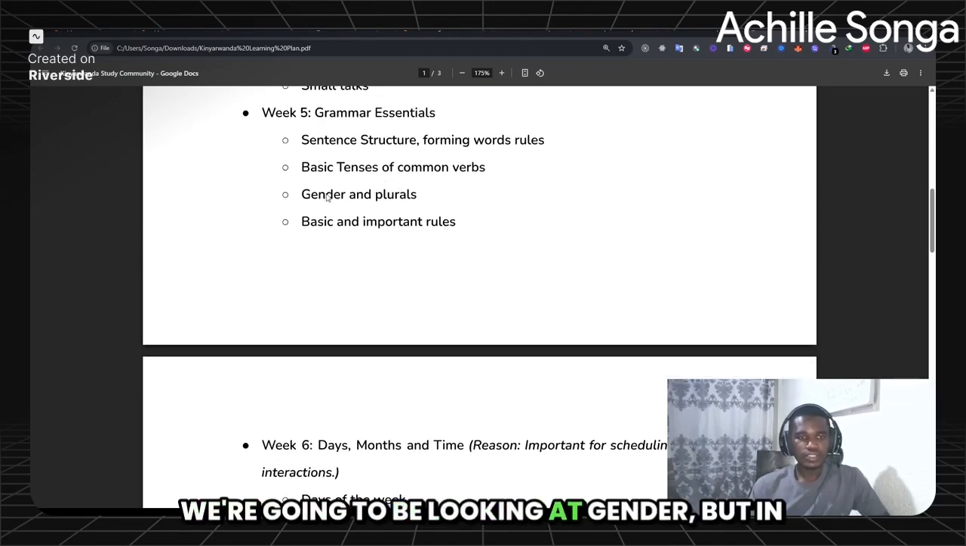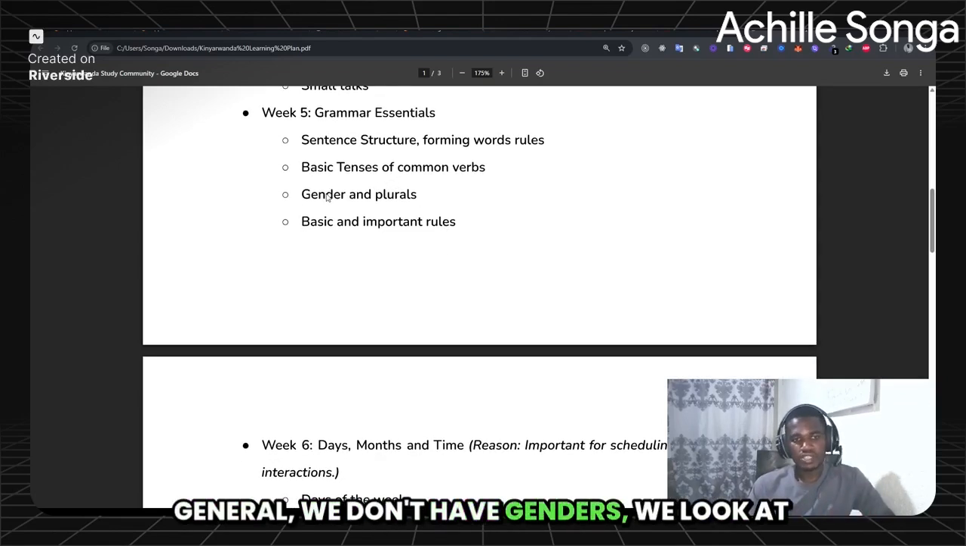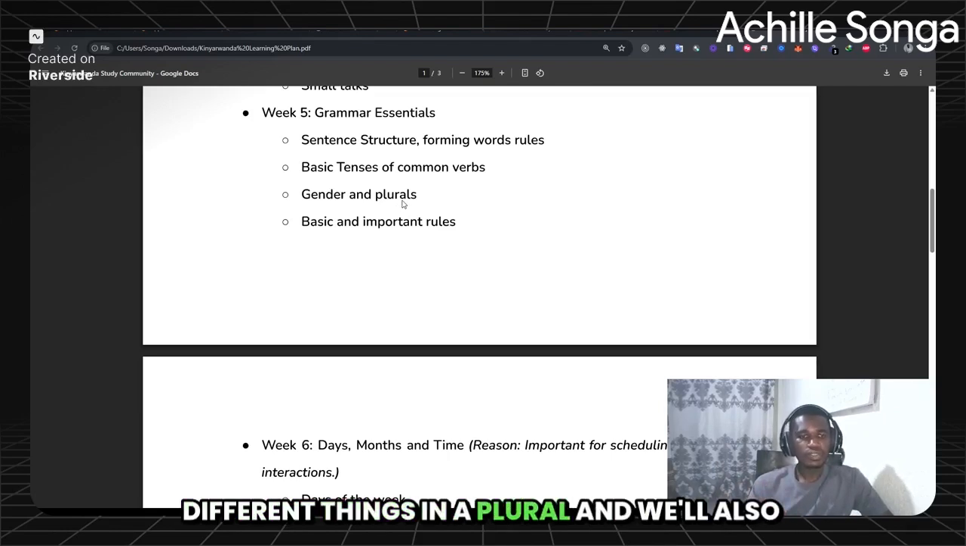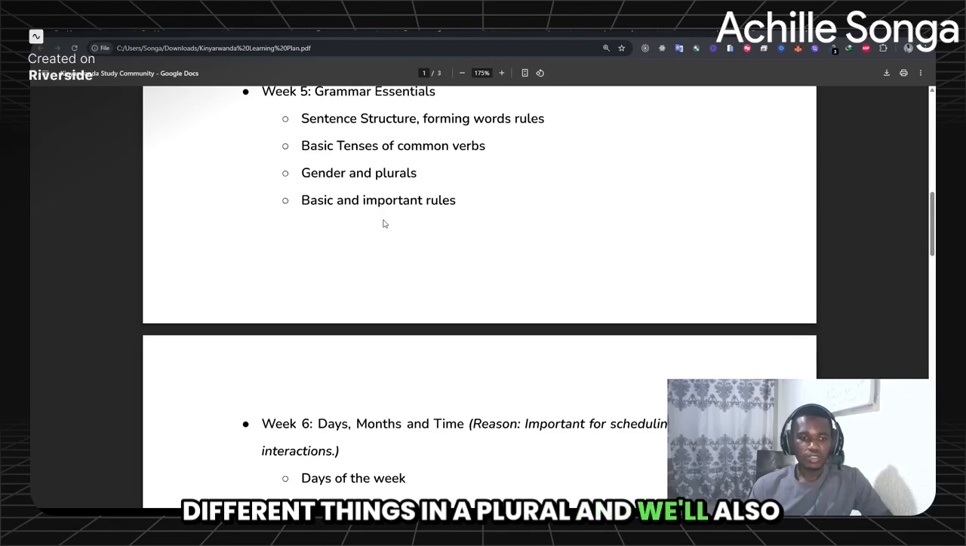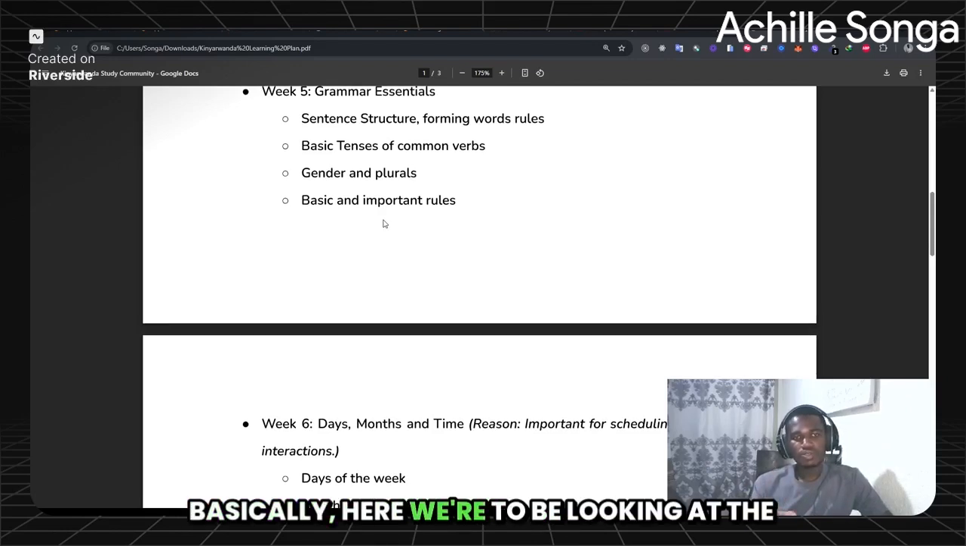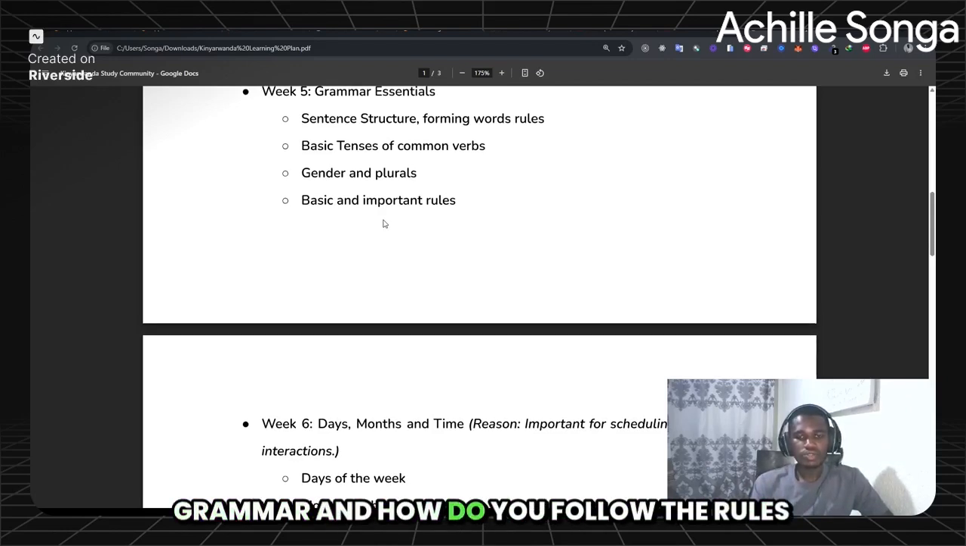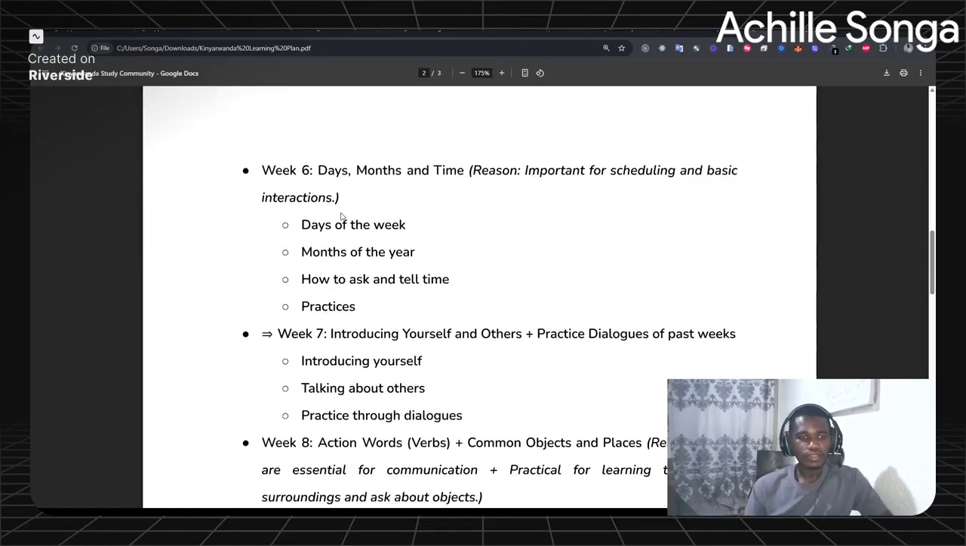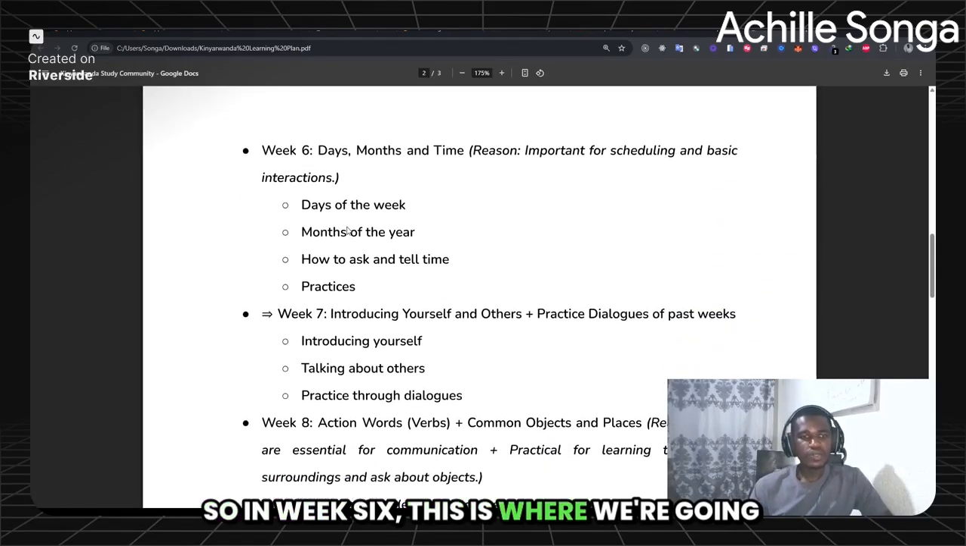We're going to be looking at gender, but in Kinyarwanda we don't have genders, but we will look at how you are able to then talk about different things in the plural. And we'll also be looking at the grammar and how you follow the rules while using Kinyarwanda. So in week 6, this is where we're going to be focusing on times and scheduling.